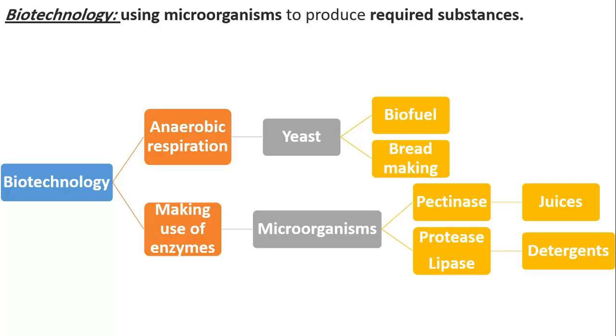What about making different enzymes? We will talk about 3 different enzymes. As we agreed before, enzymes are proteins. So taking the gene and placing it into the microorganism can make different proteins. In these examples, we are making different enzymes: pectinase enzyme, protease enzyme, and lipase enzyme. Remember, the suffix ase means that it's an enzyme. We will use the pectinase enzyme in the juices industry, while we will use the protease and lipase enzymes in the detergents industry. Let's take a look at the details of each of these processes.